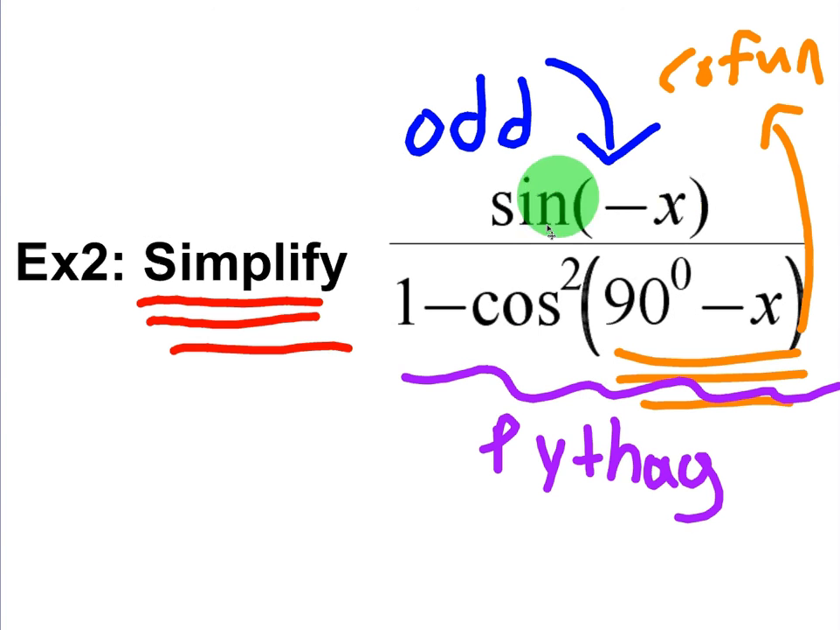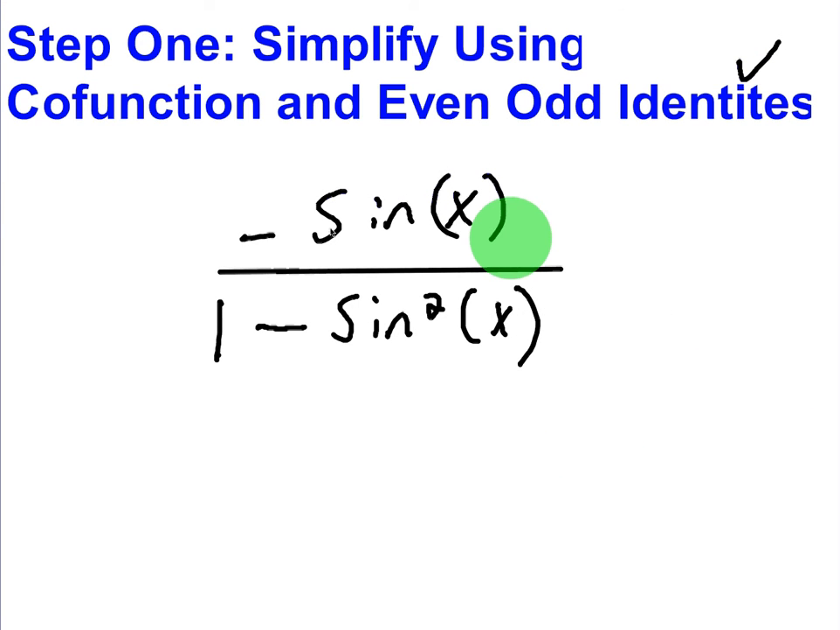So the first step then will be to change this sine of negative x to negative sine of x. So basically what you're doing is you're taking the negative and just pulling it out. That's another way of explaining odd functions. It's just taking the negative that you input and putting it on the outside. And I will draw an arrow to indicate that. So this negative is being moved to the outside because sine is an odd function. So that's what we're going to do for the first step. Here's the negative we just moved outside. We're going to simplify using the cofunction and even and odd identities.